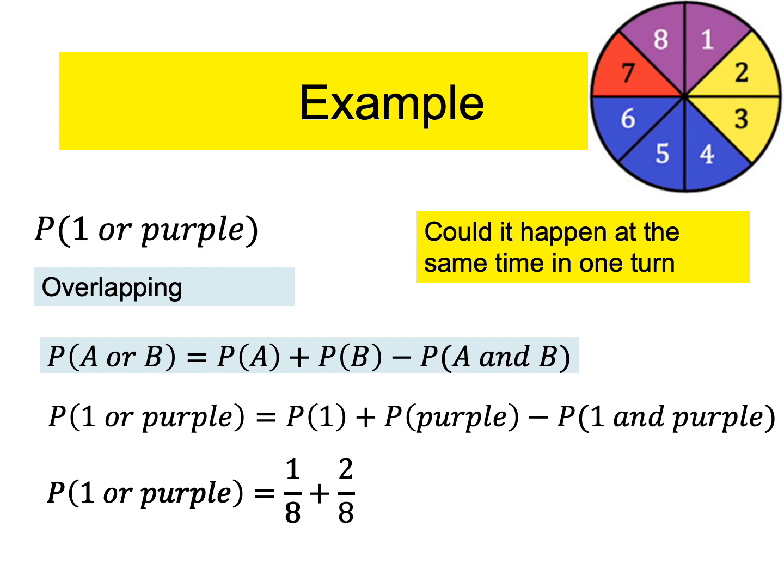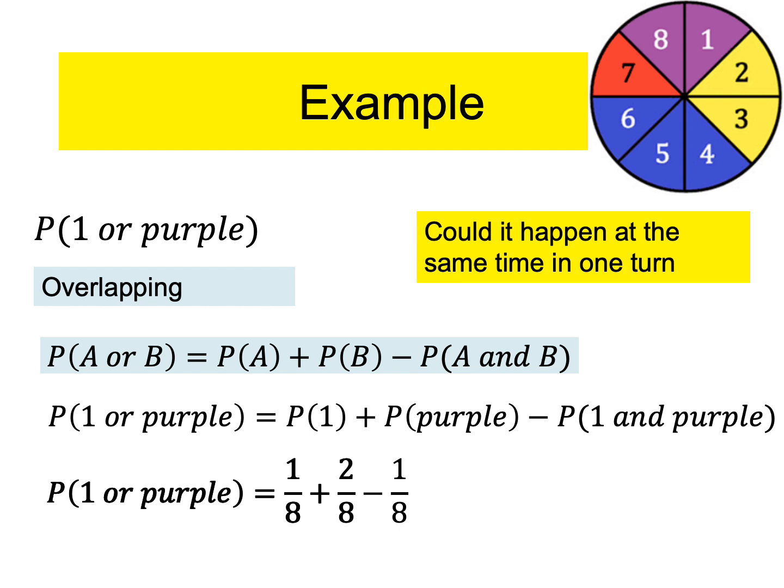So how many things are both 1 and purple? You can't be just 1, you can't be just purple. How many things are both 1 and purple? Well, there's only one of them. Literally, the number 1 is both 1 and purple. The other number that's purple is 8, and 8 is not 1. So how many things are both 1 and purple? 1. So 1 out of 8. So that's your subtraction. You're subtracting what would typically have been counted twice.